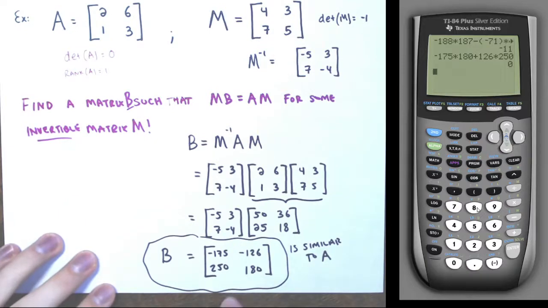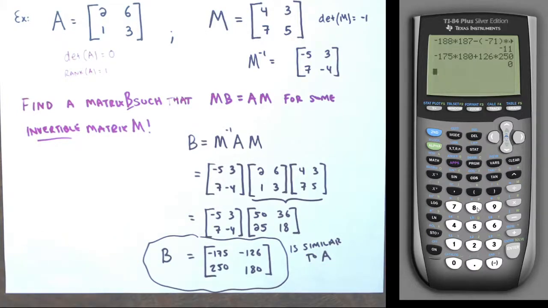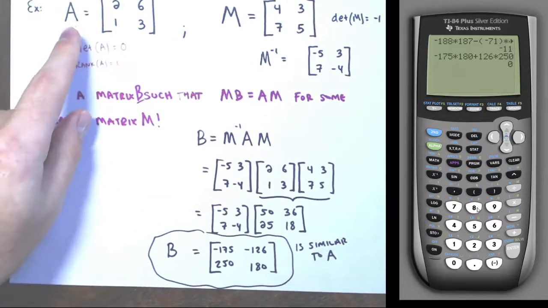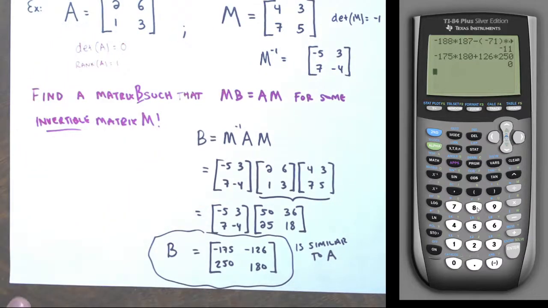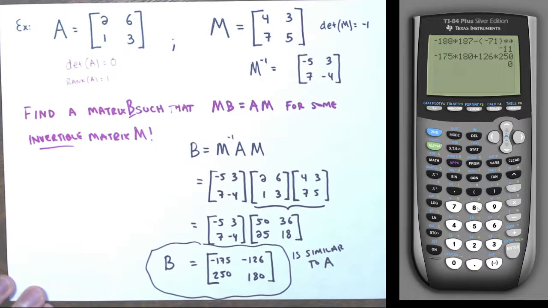Its rank would be 1, just like A. And the eigenvalues would be the same. Right? The eigenvalues of A would be the same as the eigenvalues of B. All right. Okay. So again, very, very simple.